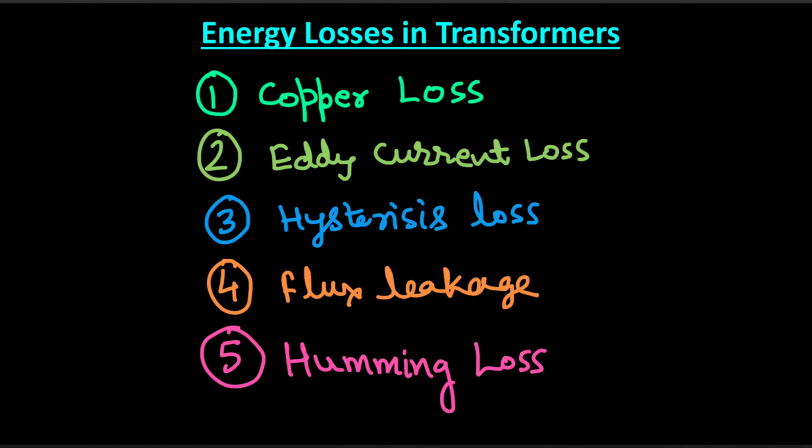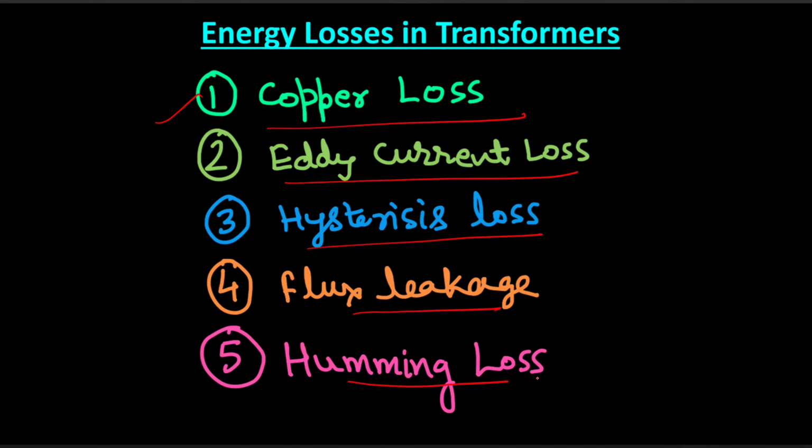There are different types of energy losses. I'm just listing out these. First one is copper loss. Second one is eddy current loss. Then hysteresis loss, flux leakage, and humming loss. Okay. Just these are the names of the different losses.